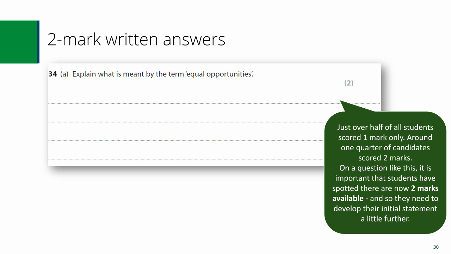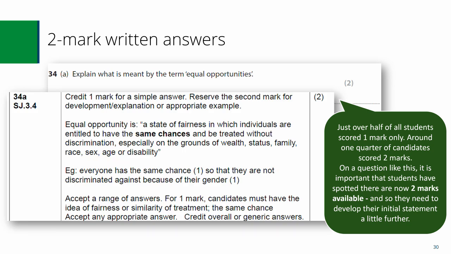2 marks are available. The mark scheme here shows what the examiner was looking for. 1 mark for a simple answer with a 2nd mark for some development or explanation or example. The 3rd paragraph gives an example that the idea of everyone having the same chance in life would get 1 mark. And a development such as so you wouldn't be discriminated against because you're a girl or because of your gender, that would get the development mark.